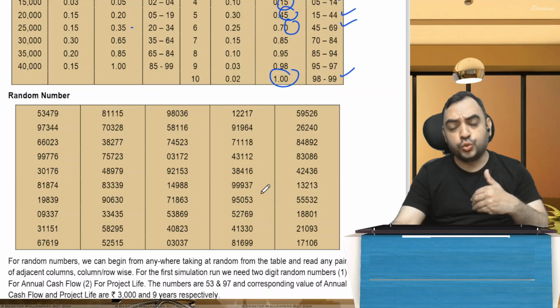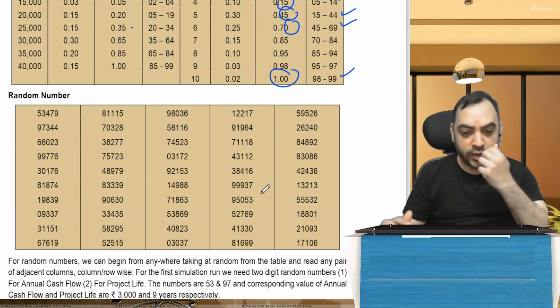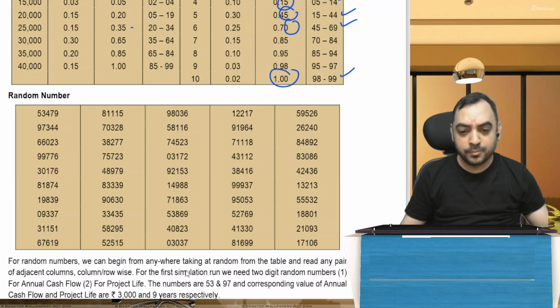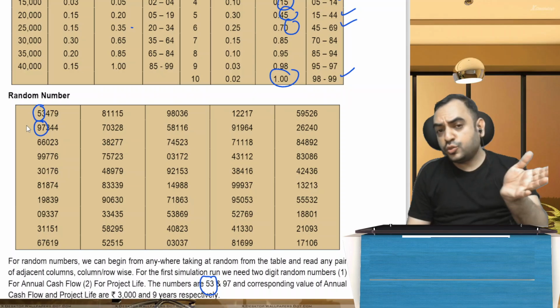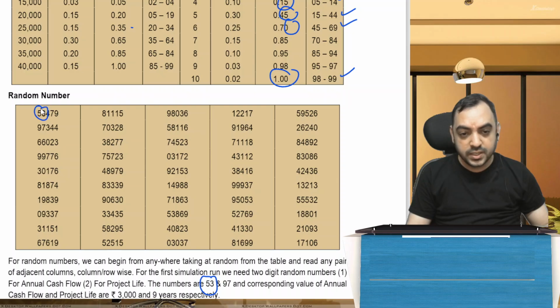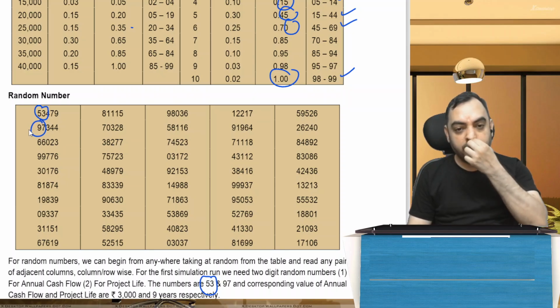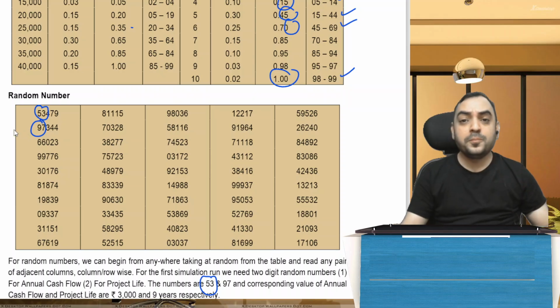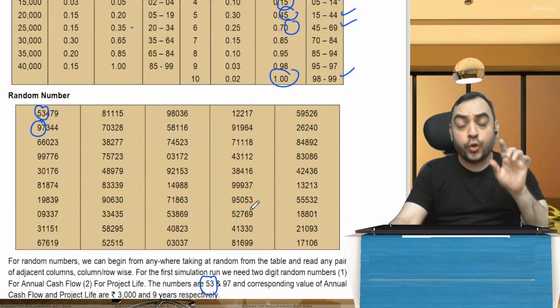So you have to choose at random. For example, what has the institute taken? 53, the first number, and 97, the second. They have given so many digits, but we take only the first 2 digits. So 53 is for the cash flow, then 97, the next random number, I will take for the project life.